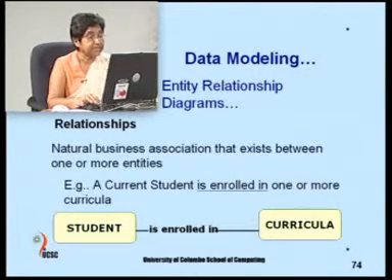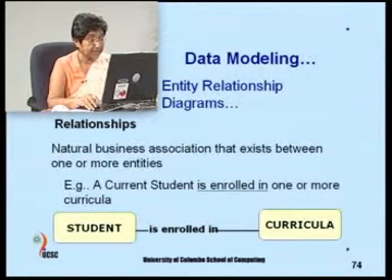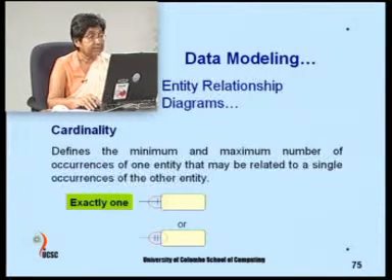This relationship between the student and curriculum, or between student and course. Like that, we can give other examples, like say employee works in department. Then what is meant by cardinality is the minimum and maximum number of occurrences of one entity that may be related to a single occurrence of the other entity.